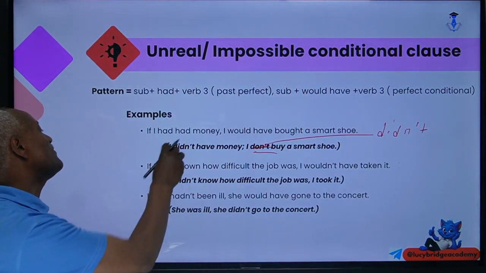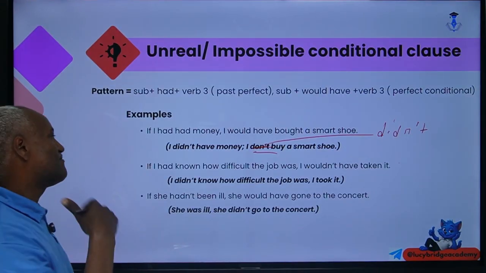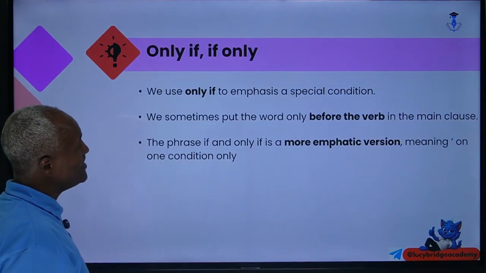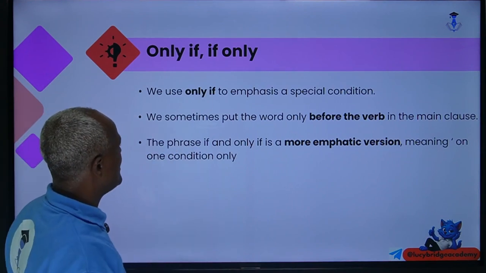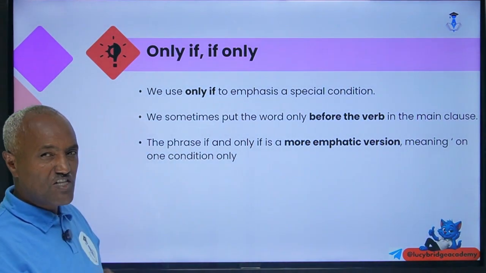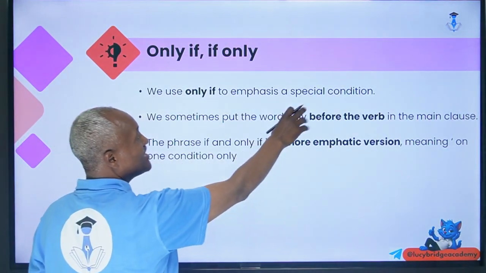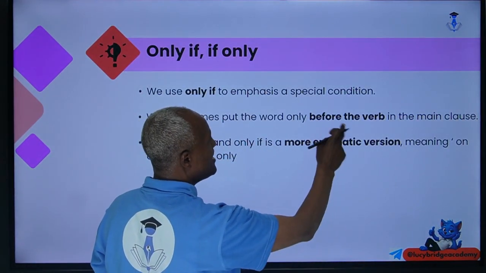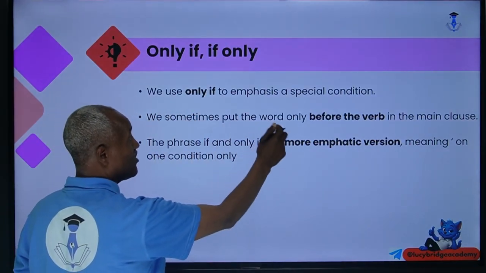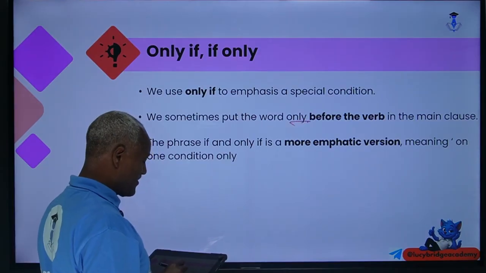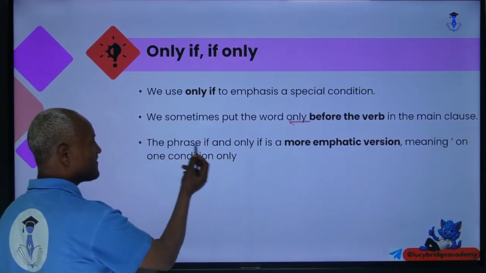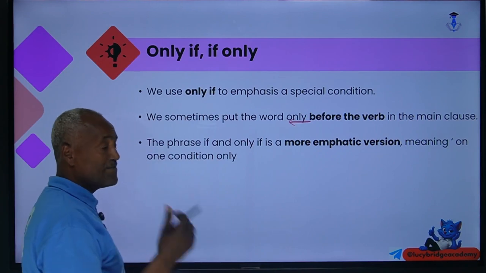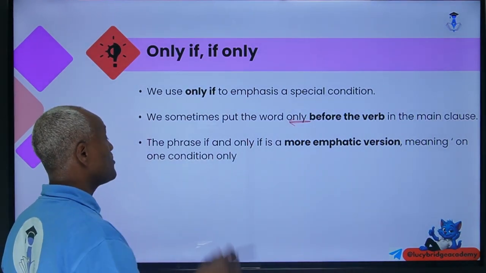Particularly, it is good if you are familiar with the meaning, beginning from unlikely, because we'll see later on how that is very important. The other one, which is not common, is only if and if only. This has a relation with the conditional clause. We use only if to emphasize a special condition. For instance, we sometimes put the word only before the verb in the main clause. The phrase if and only if is another, an emphatic version that we use, meaning on one condition only.